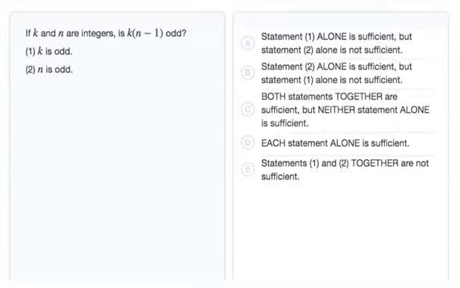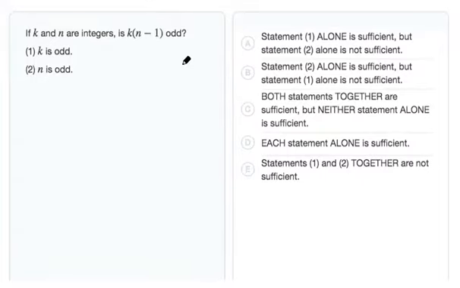To solve this data sufficiency question, we'll consider each statement separately first and then together if needed. Before diving into the statements, let's take a look at what the question is asking. We're asked if k and n are integers, is k times n minus 1 odd?